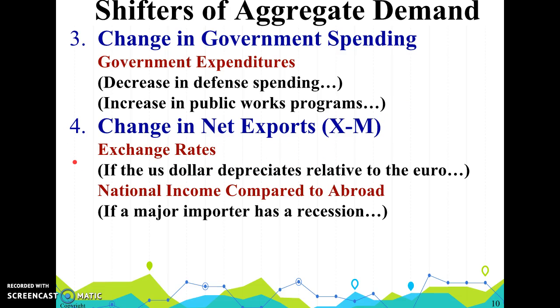What you'll see more often in this unit is the health or the income of other countries. So, for example, if Brazil has a recession, then that's going to be less money they have to spend, and therefore our AD will shift to the left, right? Because they're going to buy less of our own goods. Up here, the Europeans were buying more of our own goods because their currency was stronger. It's easier for them to buy our stuff.